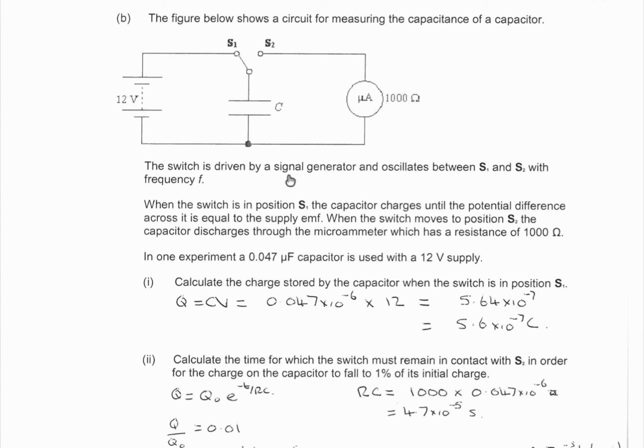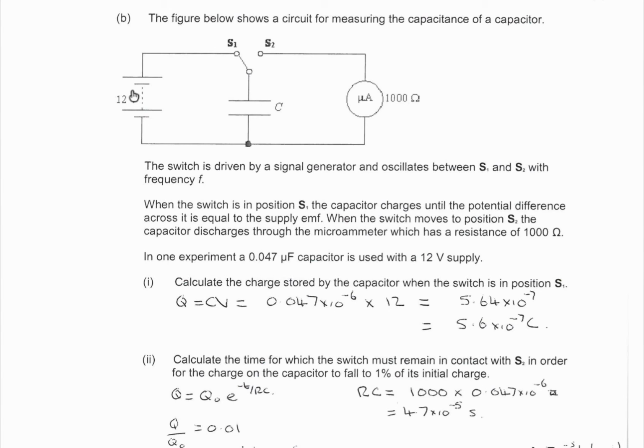Now this switch is a special type of switch. So this switch is driven by a signal generator, and it oscillates between S1 and S2 with a certain frequency. So the signal generator makes it go over to S2 and then back in a certain amount of time. When the switch is in position S1, the capacitor will charge up until the potential difference equals the supply EMF.